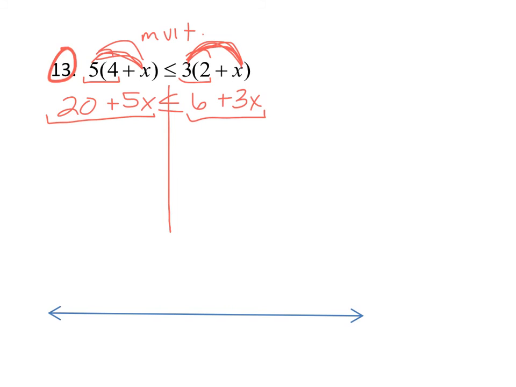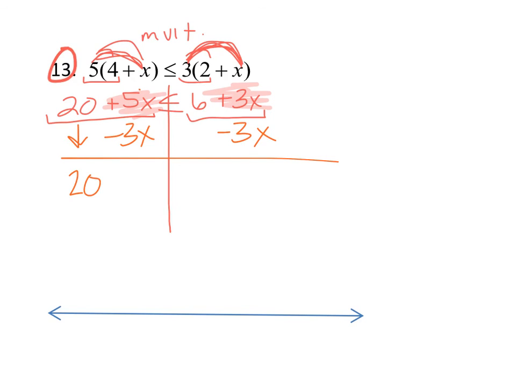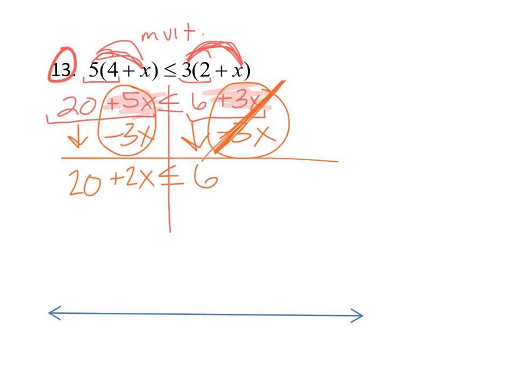So we're going to move one of the x values. You could move the 20 or the 6 first. That's fine. I'm just going to move the x value first. So if we move the smaller x value, we've got a positive 3 and a positive 5. So 3 is smaller, right? So I'm going to subtract 3x on both sides. So I got 20, and then 5 minus 3 for x is a positive 2x, is less than or equal to. Bring down the 6, and then 3 minus 3 is 0, so I don't need anything there.